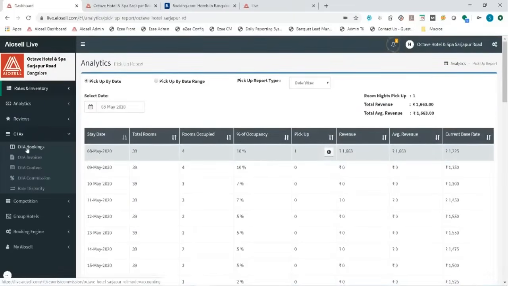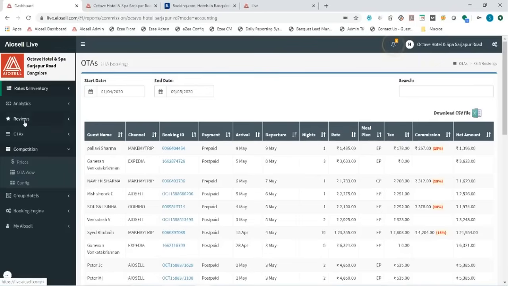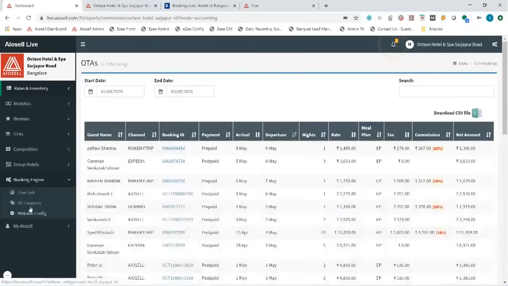Then we have OTA management. So we have OTA bookings, OTA invoices, OTA content, and so on and so forth. We have competition rate shopper. We have reviews and reputation management. We have the ability to manage at a group chain level, and we have the ability to plug in a booking engine with live coupon support. So this sums up the entire demo of Aiosell automated pricing and revenue management system.